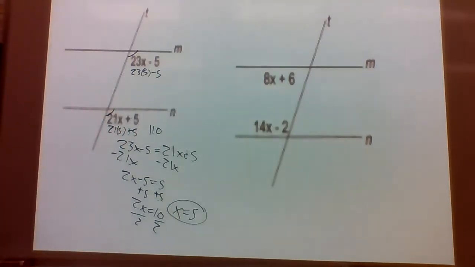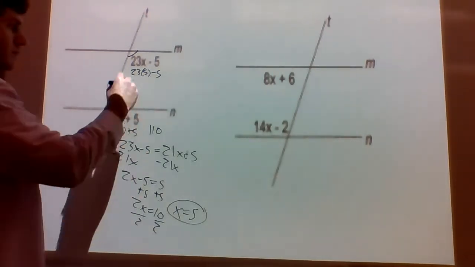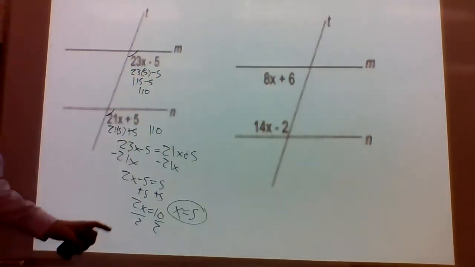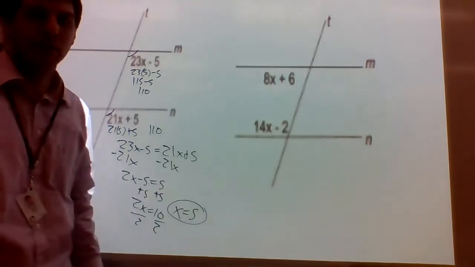23 times 5, is that true? Yes, it is true. 23 times 5 is going to give us 115, minus 5 is going to give us 110, so we're good. 5 is our correct answer.